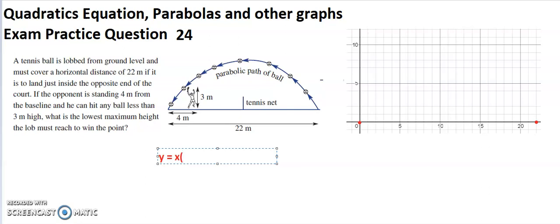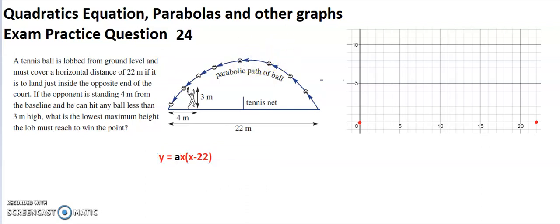Secondly, I need it to cross when x is 22, which means my brackets need to be x minus 22 in brackets, because if x is 22, then everything is 0. The only thing I don't know is my a. I know my a has to be negative, and that's purely because it's a maximum.